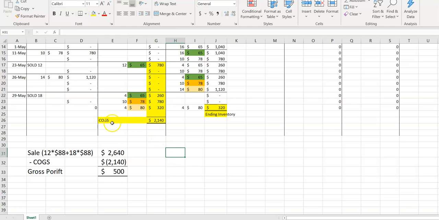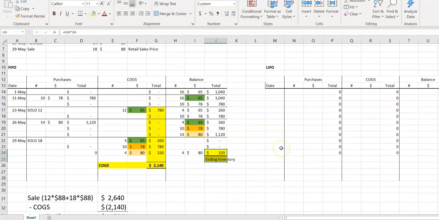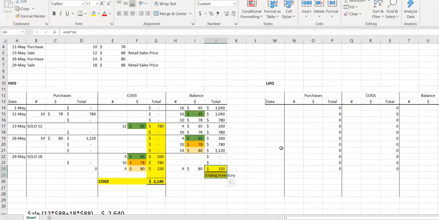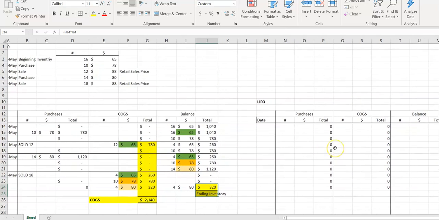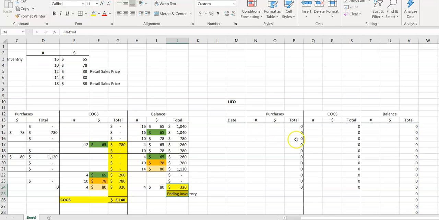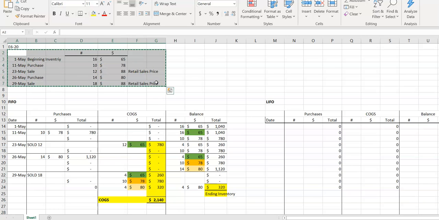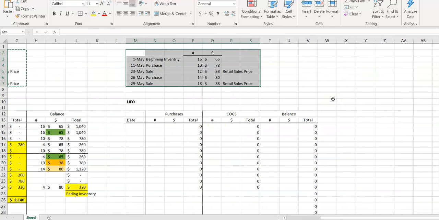Okay. I'll make this bold too. All right, now we need to do the same thing, but under LIFO. I'm just going to copy this over so we can see it more easily. It's all the same thing.